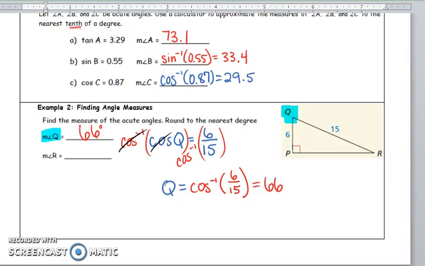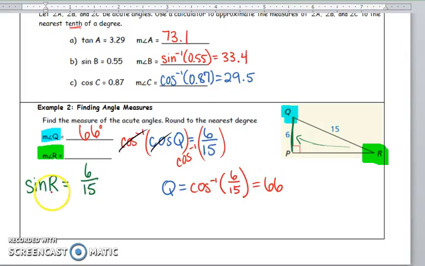Now, to find the measurement of angle R, which is over here in green. In relation to angle R, we're given the opposite side. So 6 now is the opposite side of angle R, and again the hypotenuse. So the trig function that relates the opposite side with the hypotenuse is going to be sine. So I'm going to set it up here that the sine of angle R equals opposite, which is 6, over hypotenuse, which is 15.